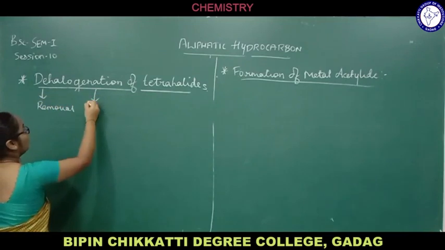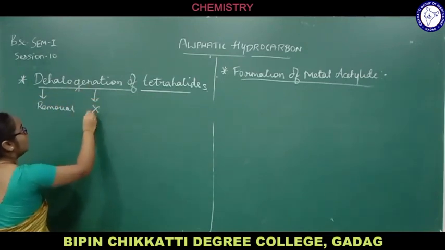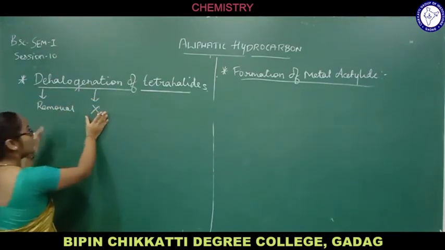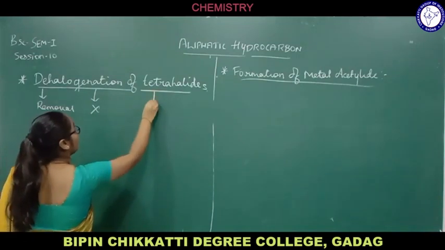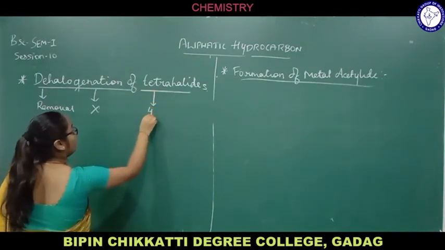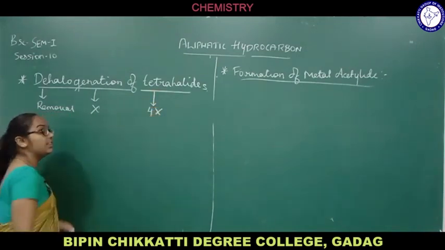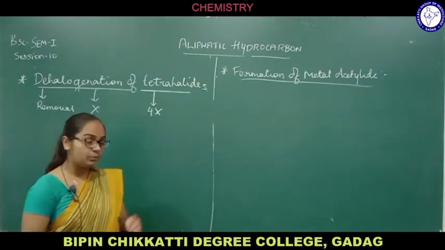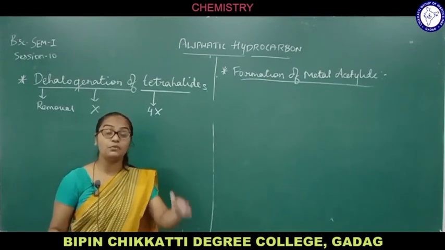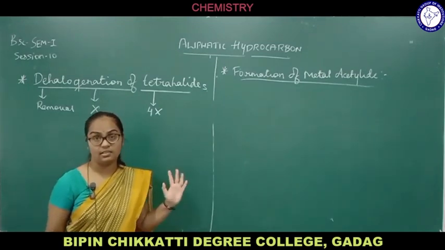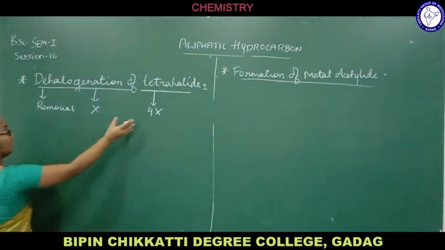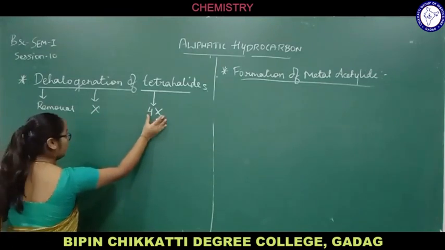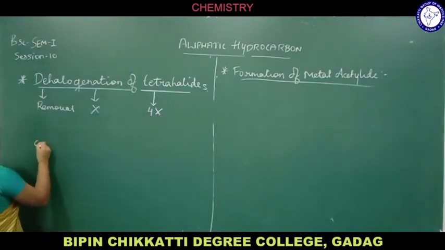Halogenation, halo means what? Halogen. So you are going to remove the halogen from tetrahalide-oriented aliphatic hydrocarbon, right? So you are going to remove the halogen groups from the tetrahalides, right? So here the tetrahalide-oriented reactant, we need to write down in this manner.